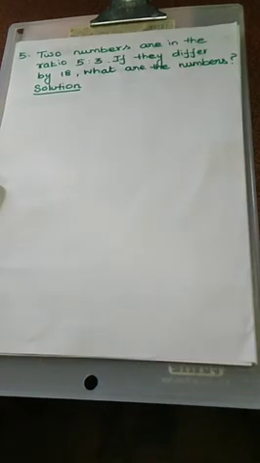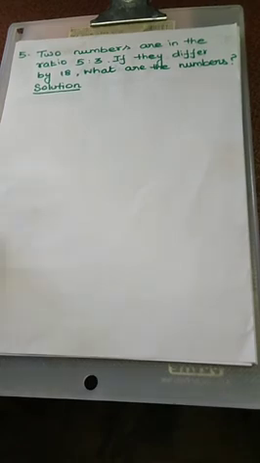Next problem. Two numbers are in the ratio 5:3. If they differ by 18, what are the numbers? When the ratio type value is given, we can't take the values directly. We just imagine that is 5x and 3x. Two numbers are in the ratio 5:3. We can't take the two numbers as 5 and 3. So, we just imagine one value is 5x and another one value is 3x.